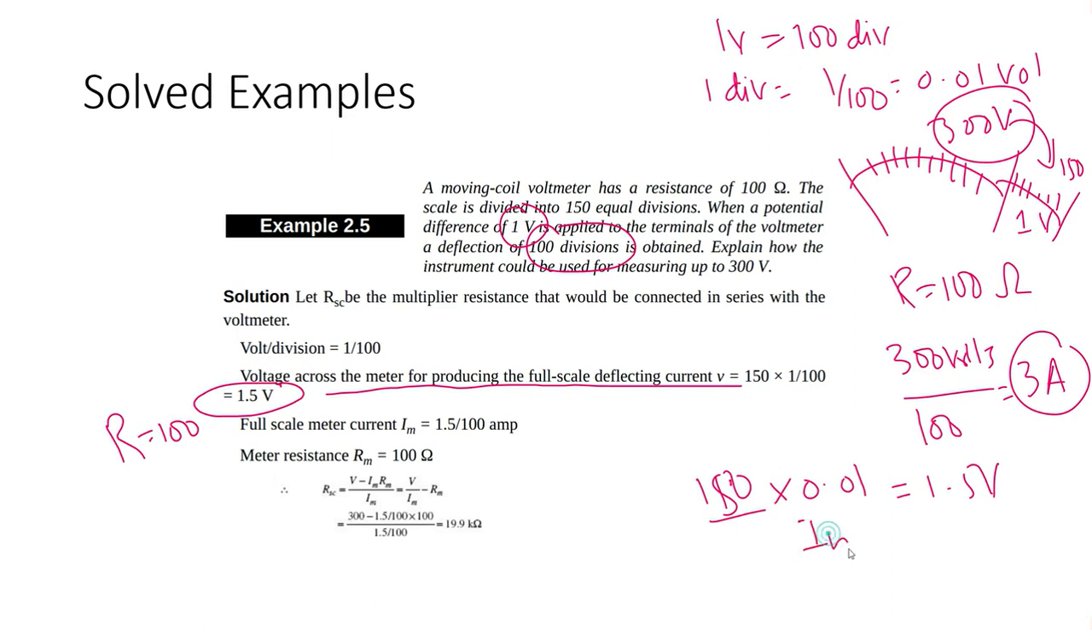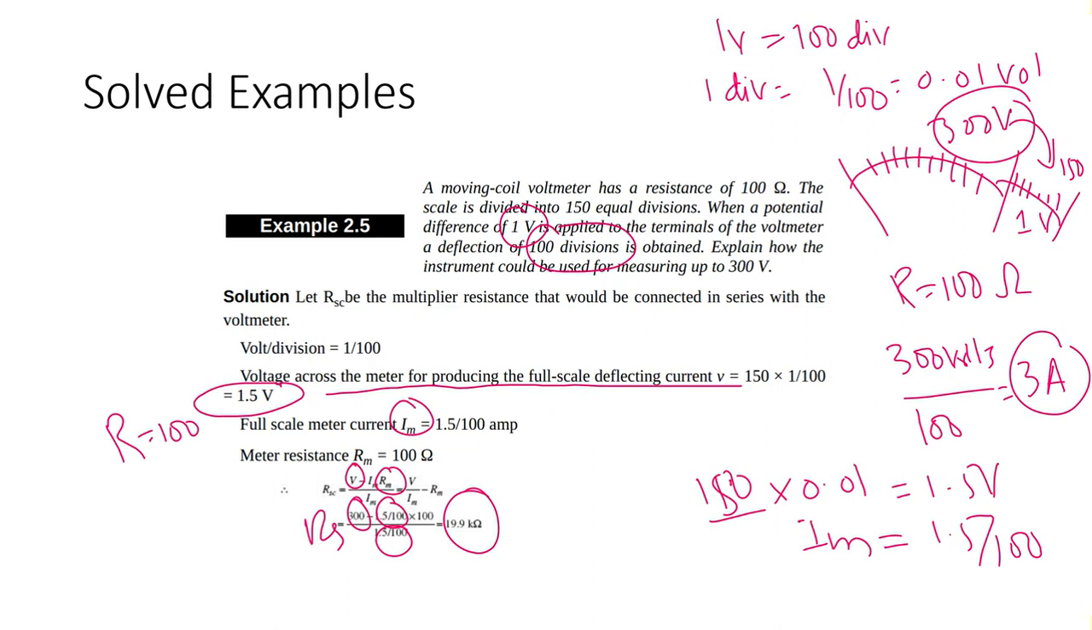So we can calculate the maximum current that it can bear. 1.5 divided by 100 is the maximum current that it can bear. This is our IM, and our RM is already given as 100. V is given as 300, and this IM is 1.5 divided by 100. So we got our RSC equal to 19.9 kilo ohm. So this is what we were solving.